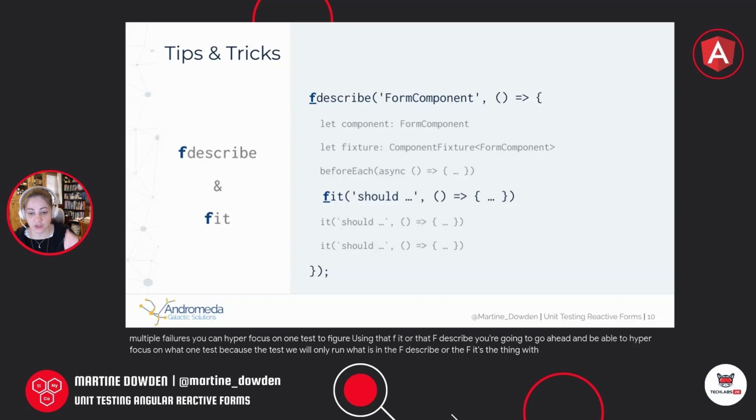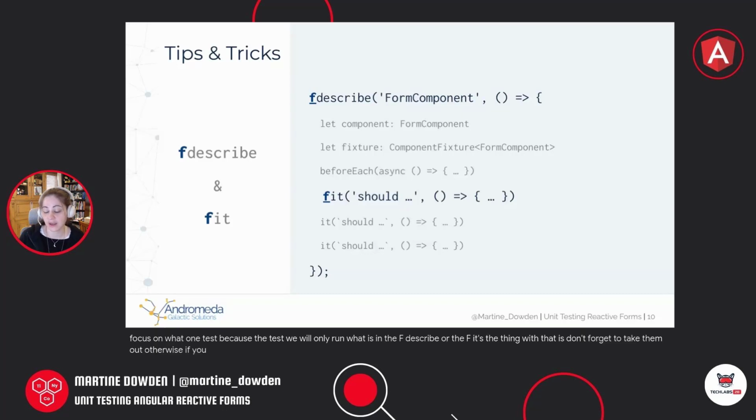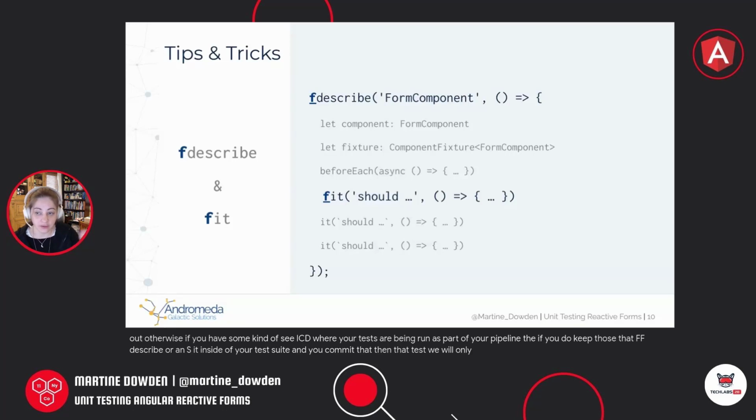The thing with that is don't forget to take them out. Otherwise, if you have some kind of CI/CD where your tests are being run as part of your pipeline, and you do keep those, the fdescribe or an fit inside of your test suite, and you commit that, then that test suite will only run the tests that have the fit in front or the fdescribe, and you're only going to be running a subset of your test suite. So that's not exactly ideal.